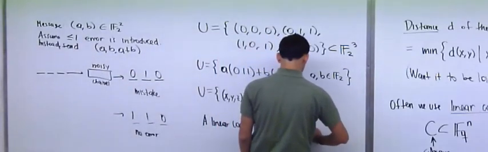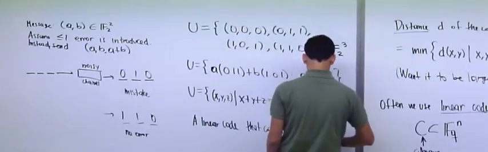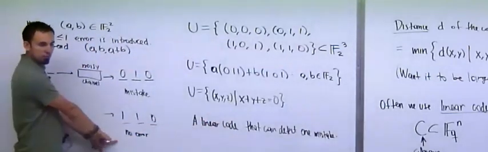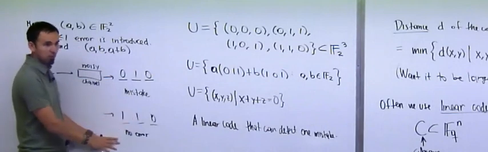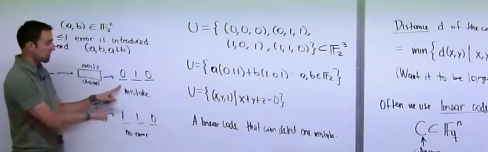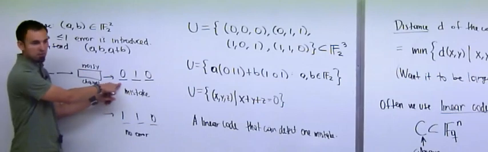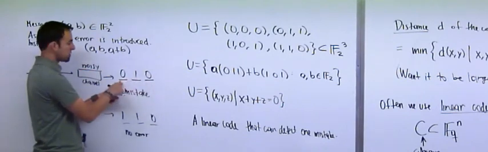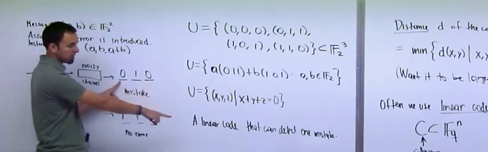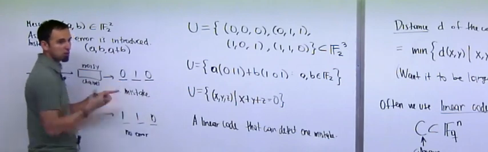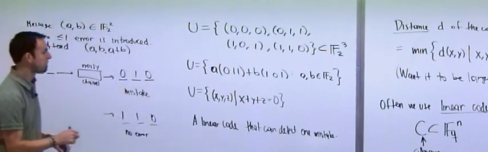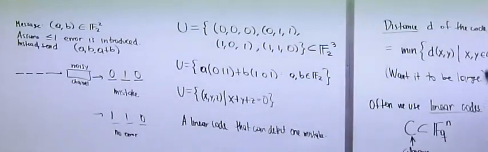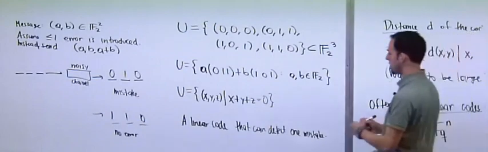Can it fix it? If there's no mistake, then you guys know that there's no mistake, and that's fine, and you have the message. If there is a mistake, like in this case, you cannot tell what the mistake was. Because I could have sent you 1, 1, 0, which is one mistake away, or I could have sent you 0, 0, 0, which is one mistake away. So it can detect a mistake, but it cannot fix it. You'd have to just call me again and say, hey, send that again, I didn't get it. Okay. What's the distance of this code?